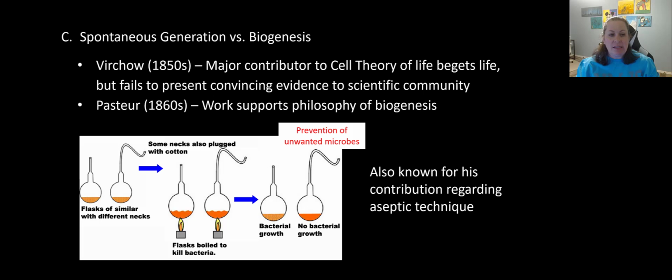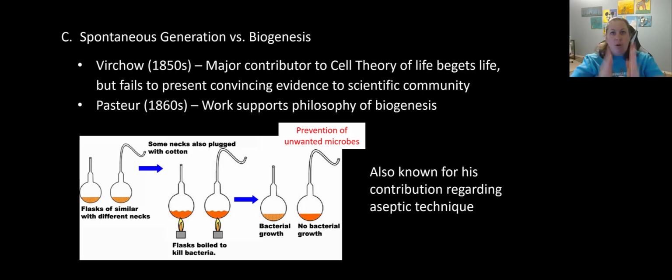We do see that Pasteur also helped with this in the 1860s, and he worked to support the philosophy of biogenesis by also creating pasteurization. Okay, so pasteurization is a big part of showing that life begets life, but it also helps keep our milk and different things like that microbe free for the most part. Okay, so microbes were in the air and they could contaminate a sterile solution. And so he developed this special kind of flask like you see here.